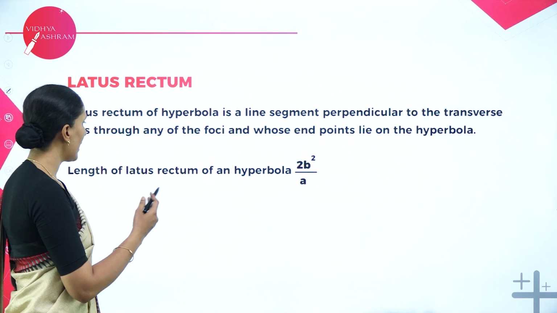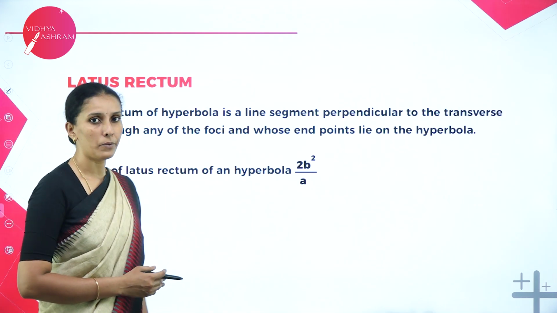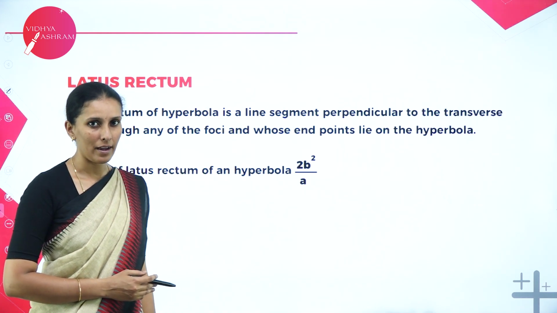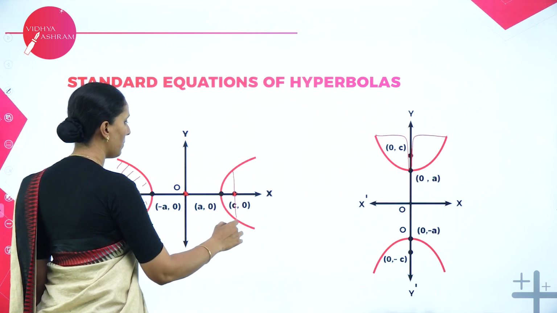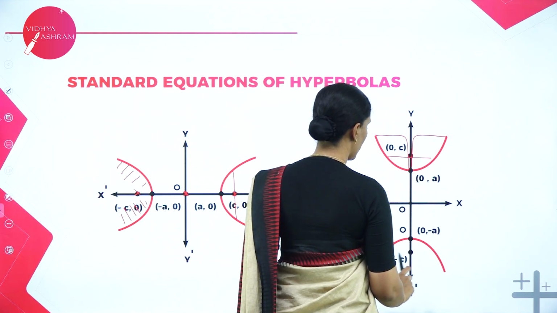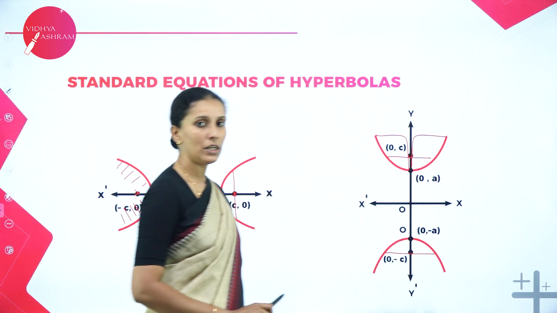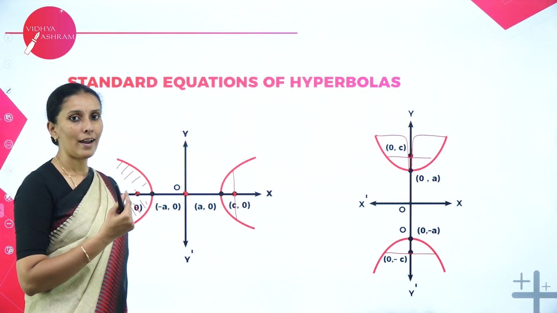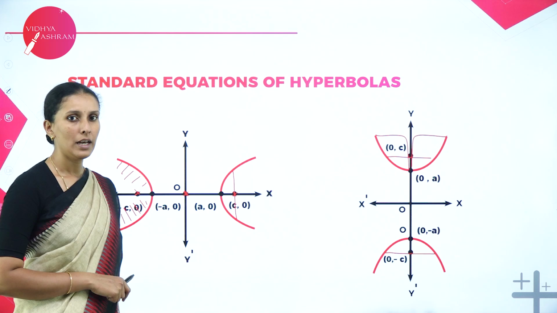And again, as in the case of the ellipse, we have the length of the latus rectum of the hyperbola as 2b square by a. So you can see this will be the latus rectum. Here this can be the latus rectum, which is perpendicular to the transverse axis and passing through any one of the foci of a hyperbola.